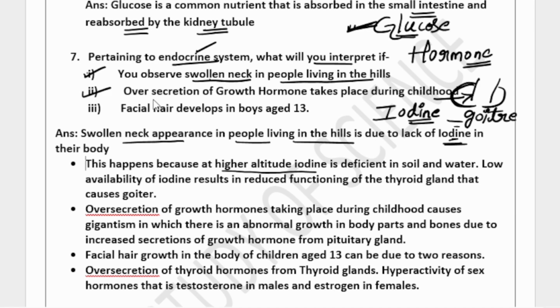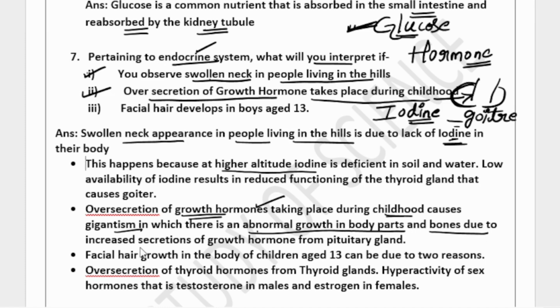The next question is oversecretion of growth hormone takes place during childhood. Definitely. See, when you are in childhood, what happens? The growth hormones start to release, and it is releasing in a larger amount, because as you are all children, this hormone plays a prominent role in childhood. Okay. So if this releases in more amount, as I already told you, it leads to gigantism. Okay. And if a person is a giant, what happens? He does not have the proper growth. So we call it abnormal growth in the body parts and also bones.